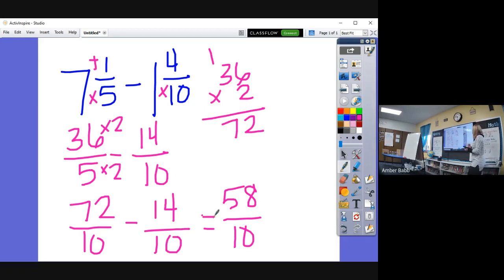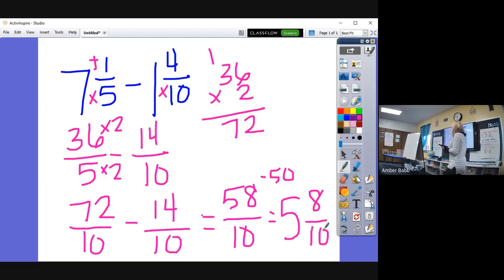How many times does 10 go into 58? It's easy. 10, 20, 30, 40, 50. So 58 minus 50 is 8 tenths. But I can reduce that 8 tenths. I can divide them both by 2. Wow.